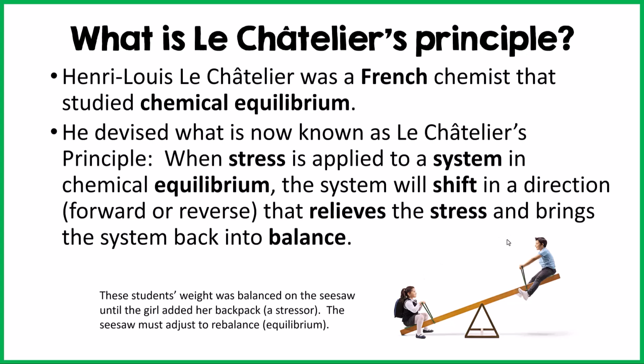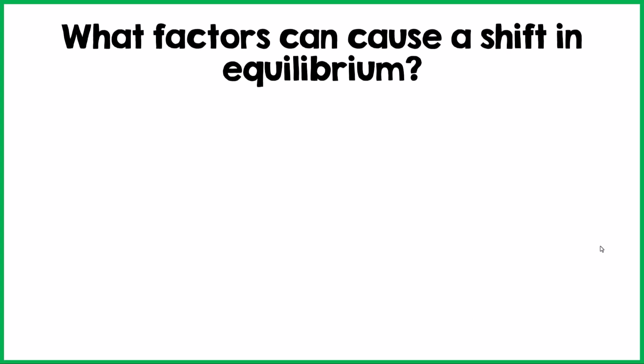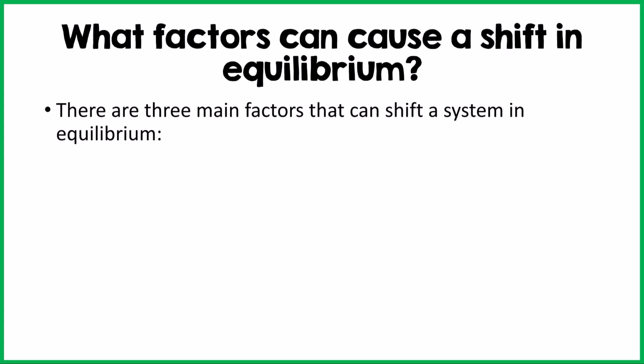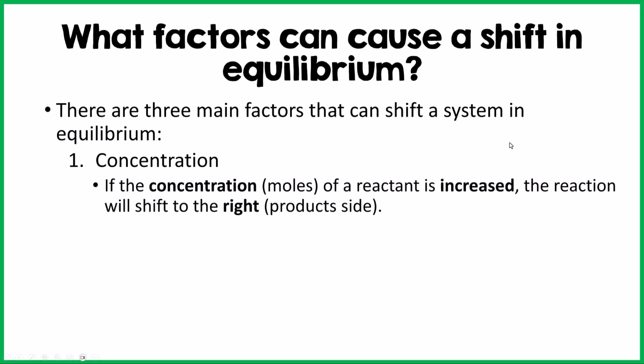So we're going to talk about different kinds of stressors that are added to chemical reactions and how they change those reversible reactions. So what factors can cause a shift in equilibrium? Well, there are three main factors that can shift a system in equilibrium. If the concentration, or moles in this case, of a reactant is increased, the reaction will shift to the right, or the product side. So this is going to be favoring the forward reaction.